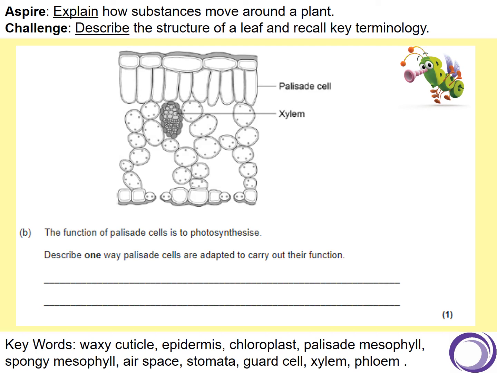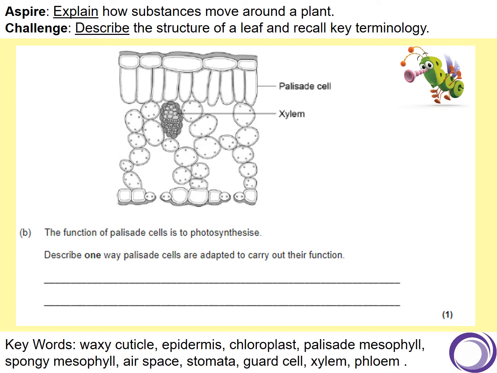So we've got to describe. That's just say how they do it. The keyword is the palisade cells. You don't need to talk about that xylem, even though it's there, and you don't need to talk about the stoma or the guard cells or anything else. Just the palisade cells, and how they're adapted to carry out their function. What they haven't done here is put lots of little dots in there, which would have really helped you. So then it's just to have a good go at it.